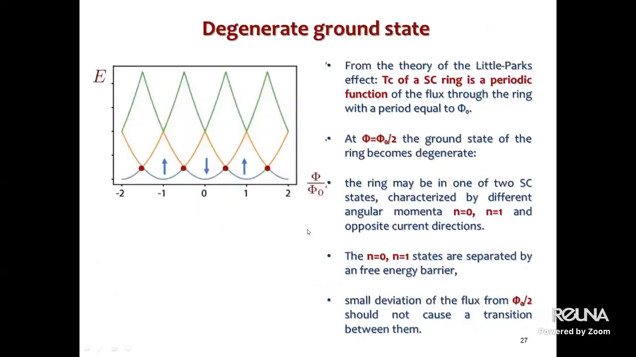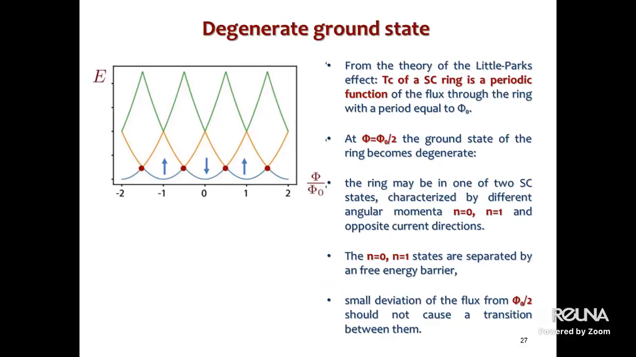A few words about the physical situation we deal with here. As follows from the Little-Parks theory, which is why we need a half flux quantum, the critical temperature of a superconducting ring is a periodic function of the magnetic flux through the ring, with a period equal to the flux quantum. So basically, the critical temperature follows this curve.